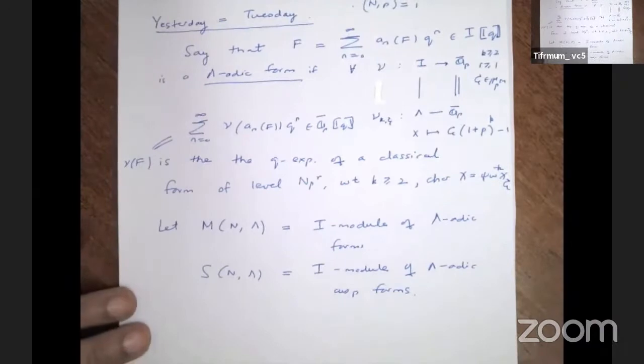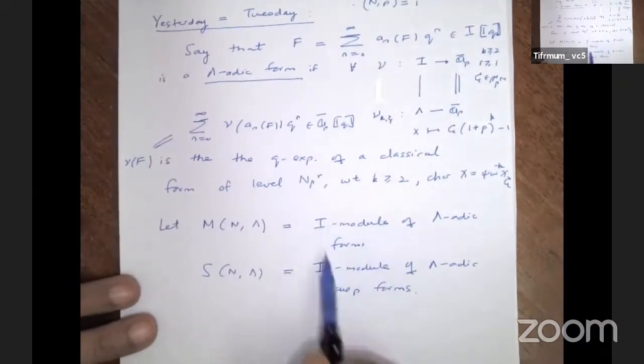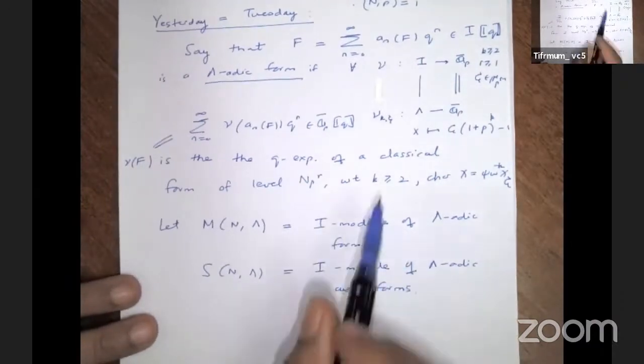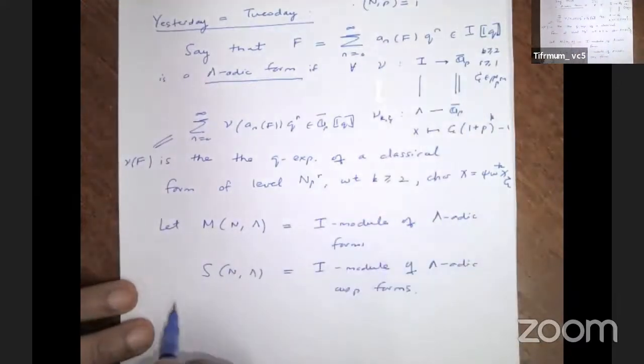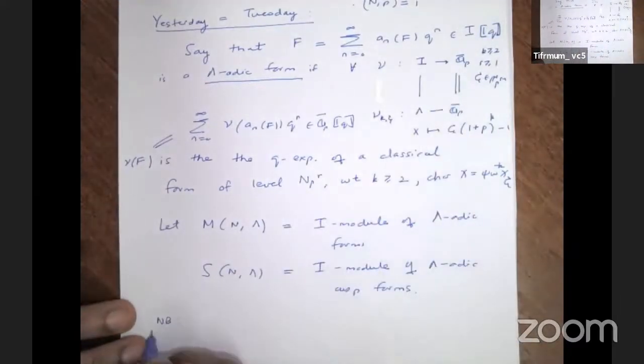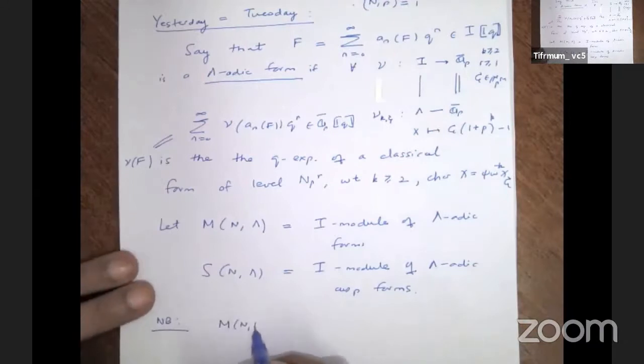Okay, so here I have not fixed the Nebentypus character psi. It can be any Nebentypus. So let's decompose. Note that these spaces have a decomposition according to the character psi.